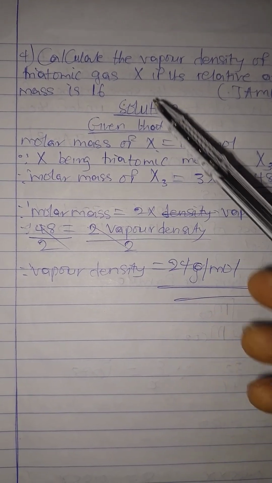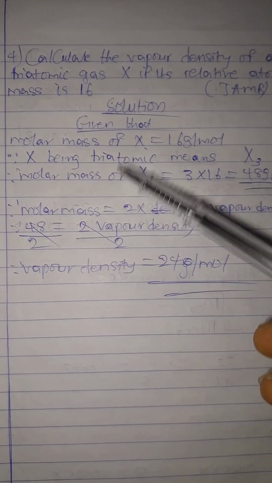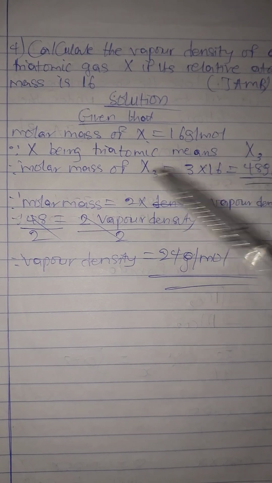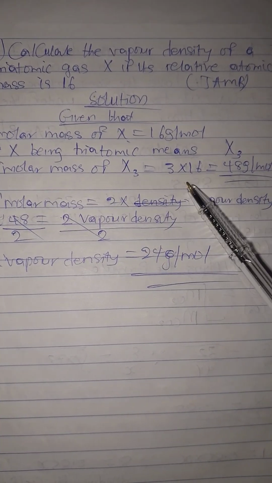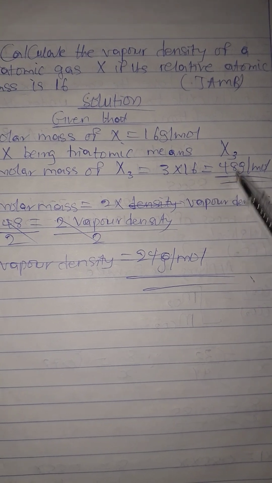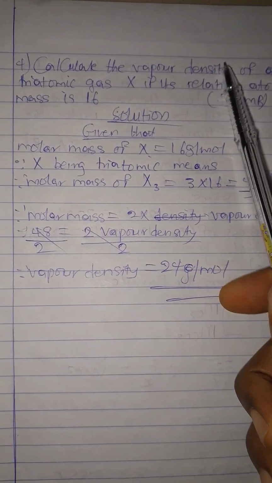In this statement, they say that X being triatomic means that it is X3. So therefore the molar mass of X3 becomes 3 times the molar mass of X, which is 16. So that becomes 3 times 16, which gives me 48 grams per mole.